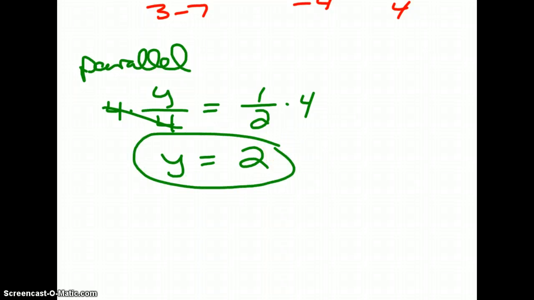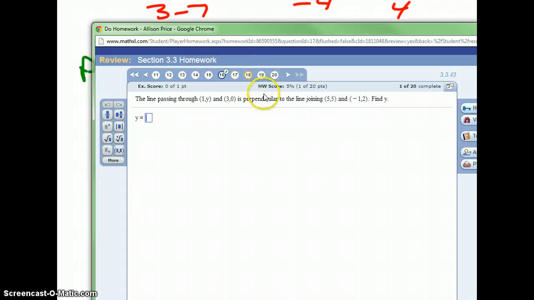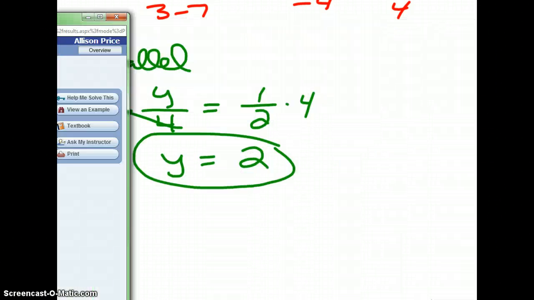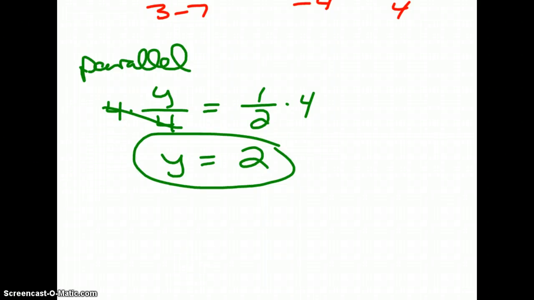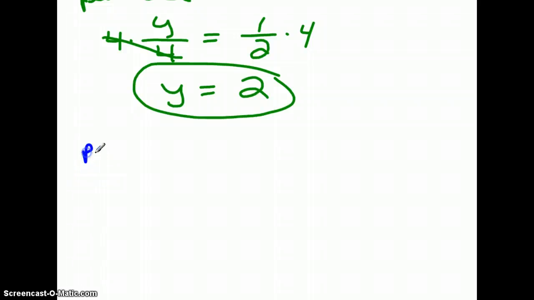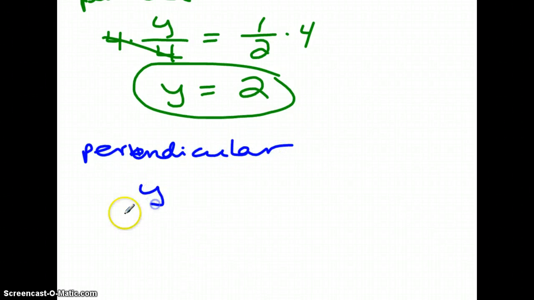Now, the next question, number 18, is very similar, except that instead of these two lines being parallel, they're supposed to be perpendicular. So, working with these numbers again, instead of doing a whole new problem, if I wanted this to be perpendicular instead of parallel, what would I need the slope to be? If I wanted them to be perpendicular, y over 4 would need to be equal to not 1/2 this time, not the same slope, but the opposite reciprocal. So negative 2 over 1. That's the reciprocal of 1/2, 2 over 1, and it needs to be negative to make it the opposite reciprocal.